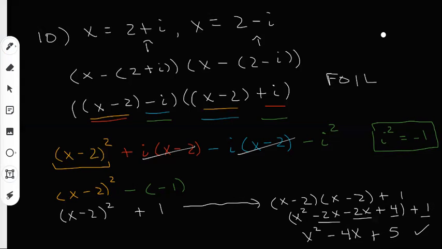So if you have two imaginary roots, you can still subtract them from x. You can still figure out what the polynomial is. It is a longer process, but that is what you have to go through when you're given imaginary roots. And I hope that helps.